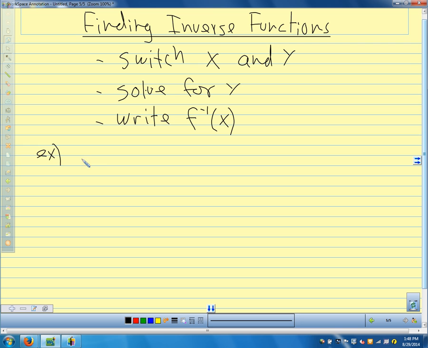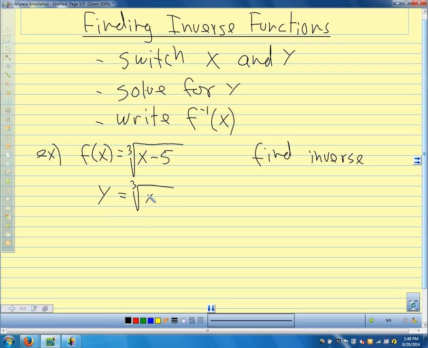So let's look at an example. Let's say that f of x equals the cube root of x minus 5, and we want to find the inverse. Well, I don't have a y here. What do I do? What does f of x mean? Isn't that the same as y? I'm going to write y equals the cube root of x minus 5. f of x is the same as y.